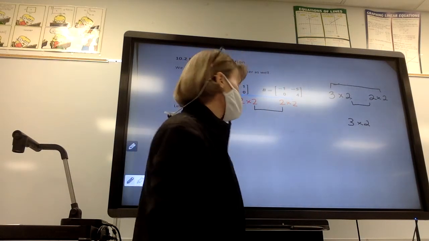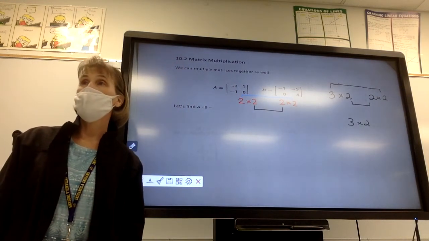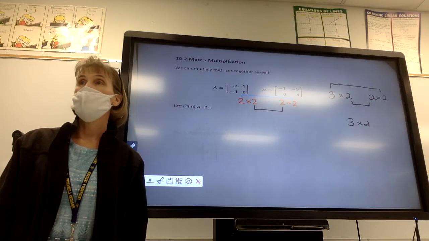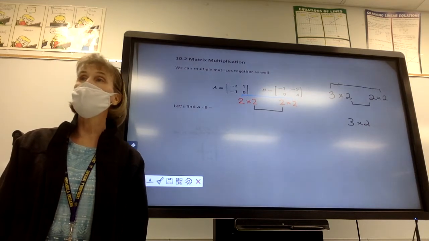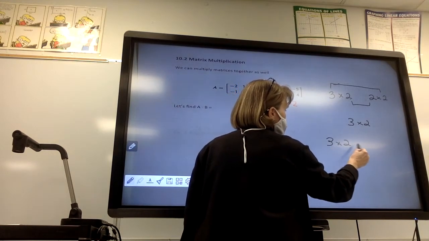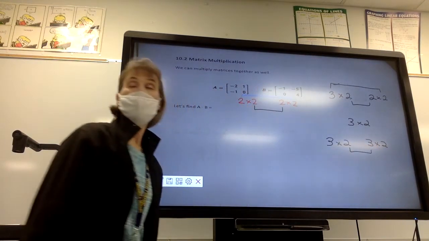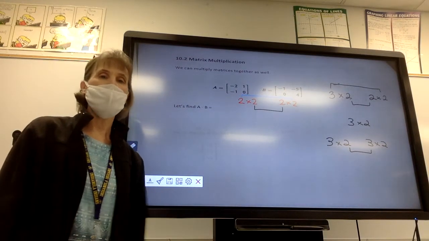Okay? So if the inside numbers aren't the same, then you can't do it. What if it's 3 by 2 and a 3 by 2? Then you can't do it. You cannot multiply two 3 by 2 matrices. If I took a 3 by 2 and I tried to multiply it by a 3 by 2, even though the numbers are the same, those inside numbers don't match, so we can't do it.